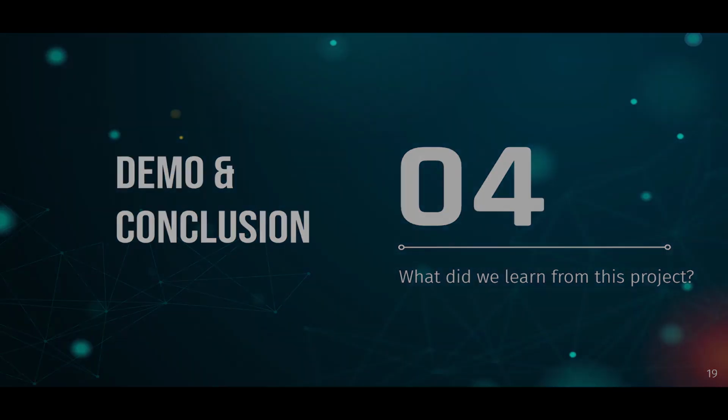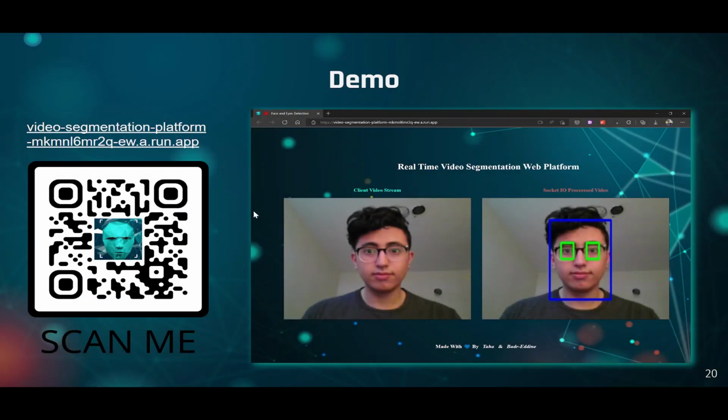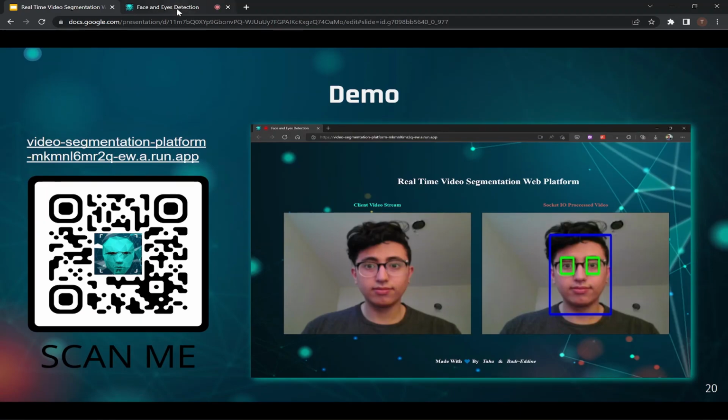So now we're gonna move on to the fourth act of this presentation, which is the demo and the conclusion. Okay, so here is the final platform that we have created. As we can see, we have a beautiful background that suits the theme of the presentation. We have a real-time video segmentation platform. As we can see here, we have the client video stream and the Socket.IO processed video, in which you can see the model selecting the face and the eyes. Okay, so we can access our platform either by scanning the QR code or clicking the link below.